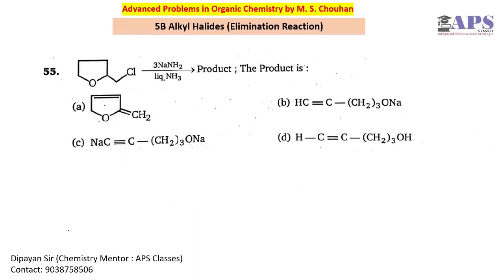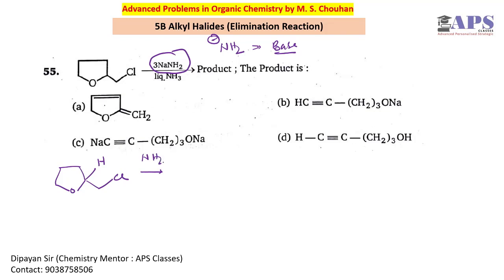In question number 51, this is a very interesting question because we have three equivalents of NaNH2. The thing is that NH2 minus will behave as a base. So if we start with this kind of situation, we have one hydrogen. NH2 minus will abstract this hydrogen. This CH bond will come here, and this Cl minus will be eliminated. So this kind of situation we can form. Now we have two hydrogens here. The second equivalent of NH2 minus will abstract this hydrogen. This bond will come here and it will be eliminated.